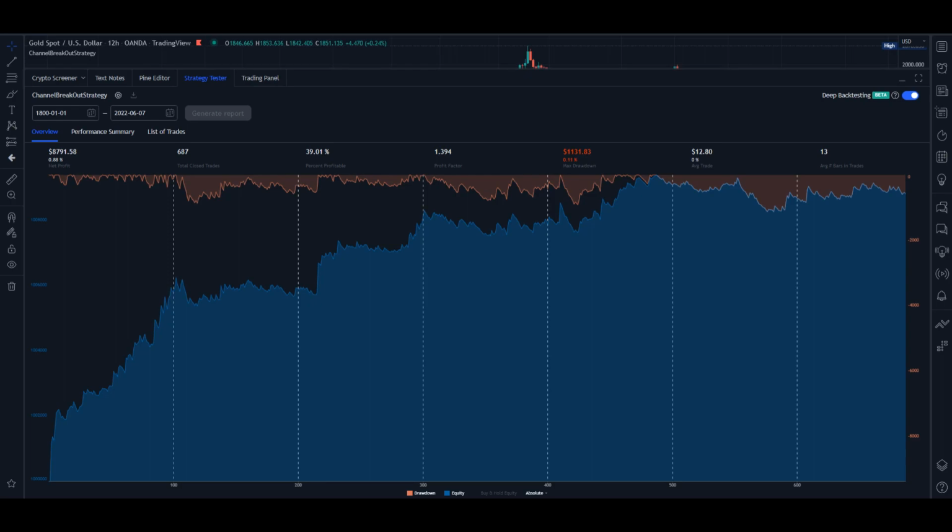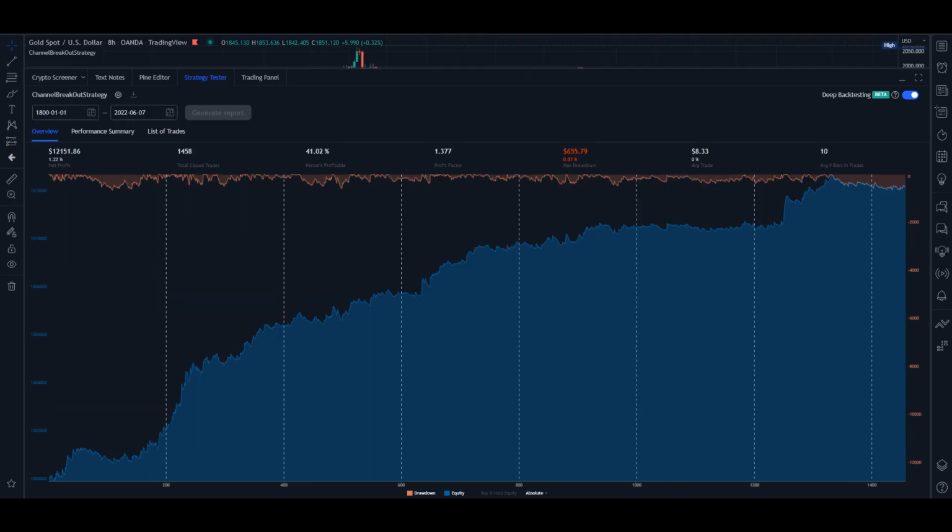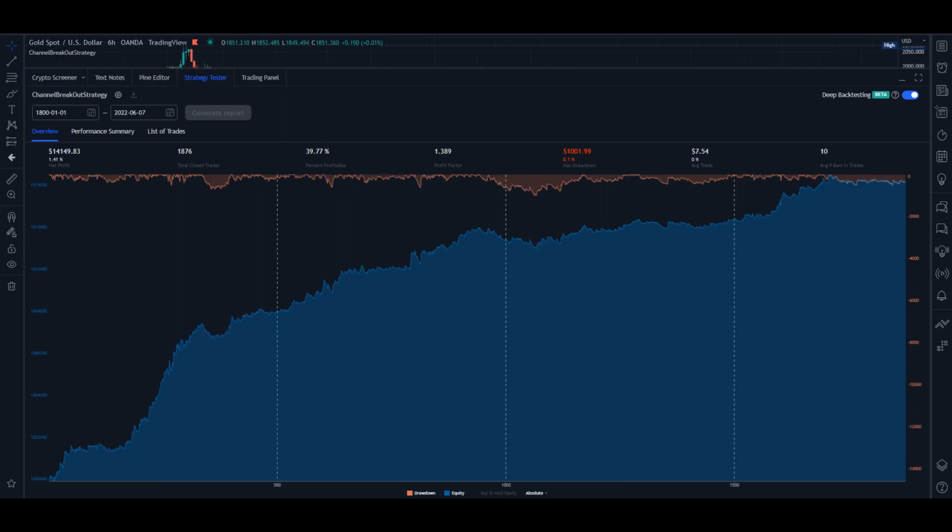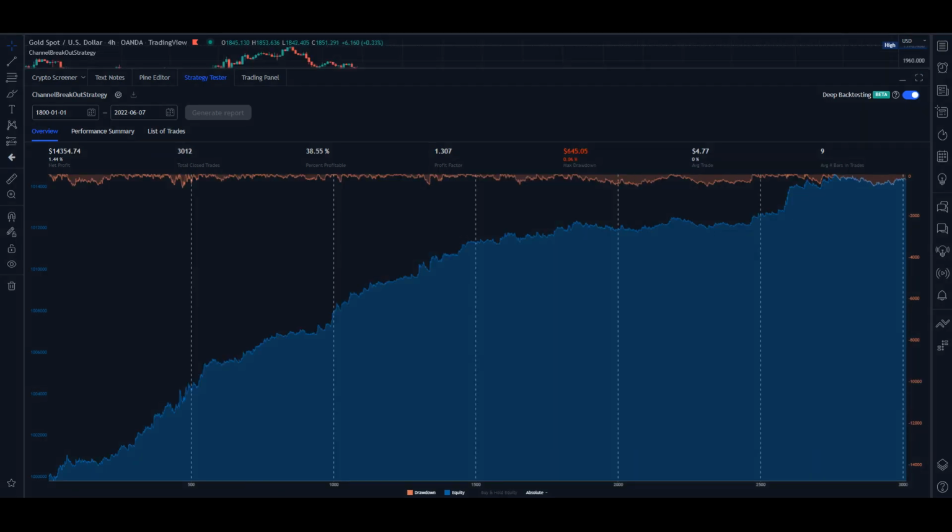This is our 12 hours model. A little better than the 1 day and more trades. Now in the runaway, the 8 hours, more trades as you see, and the curve doesn't touch the drawdown line so much. This one is our 6 hours, which is very similar to 8 hours, but the closed trades are increasing. We now see the 4 hours with a great number of closed trades.